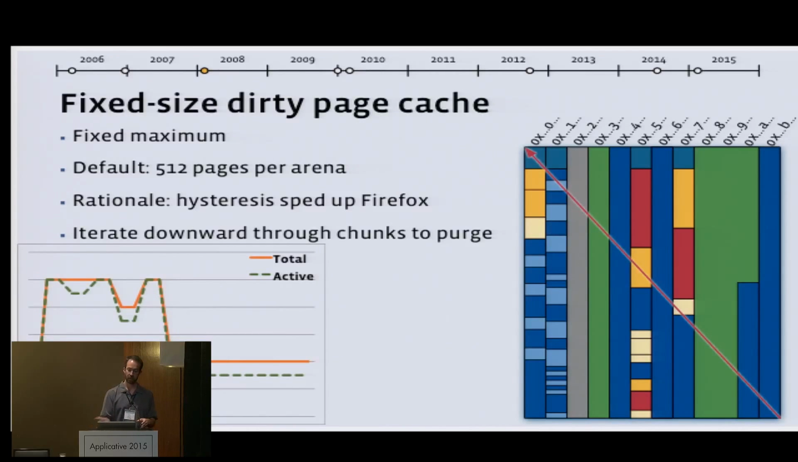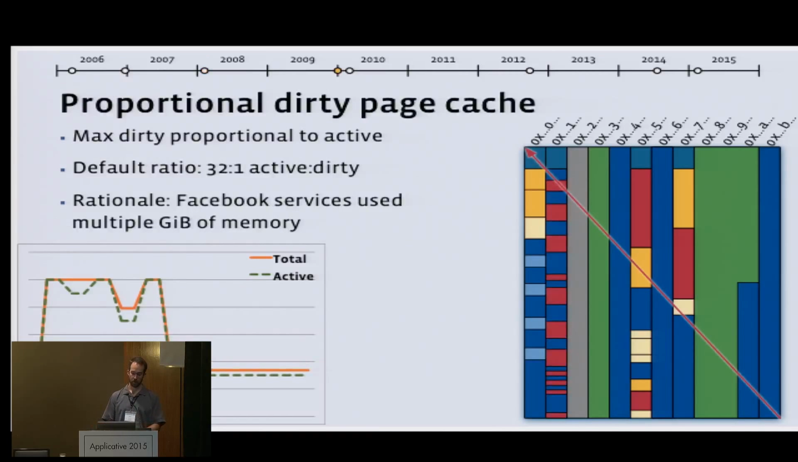Okay, one other thing here is notice we're iterating downward through the pages in order to purge. So in this diagram on the right side, it's essentially from right to left, bottom to top. That has some implications and something that we try to fix later.